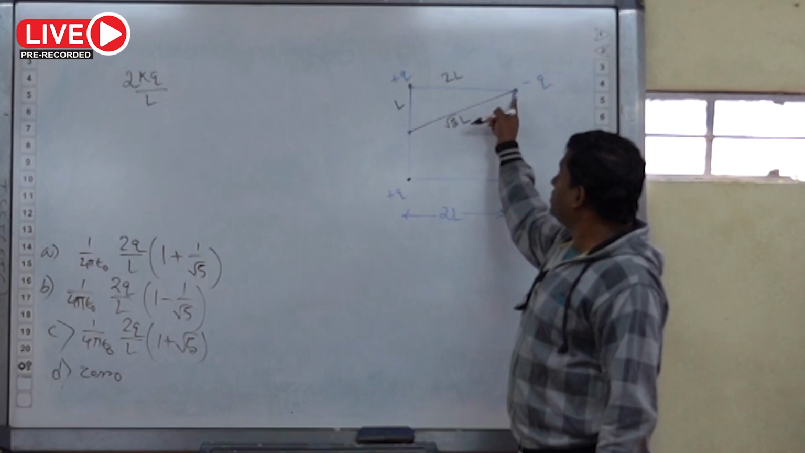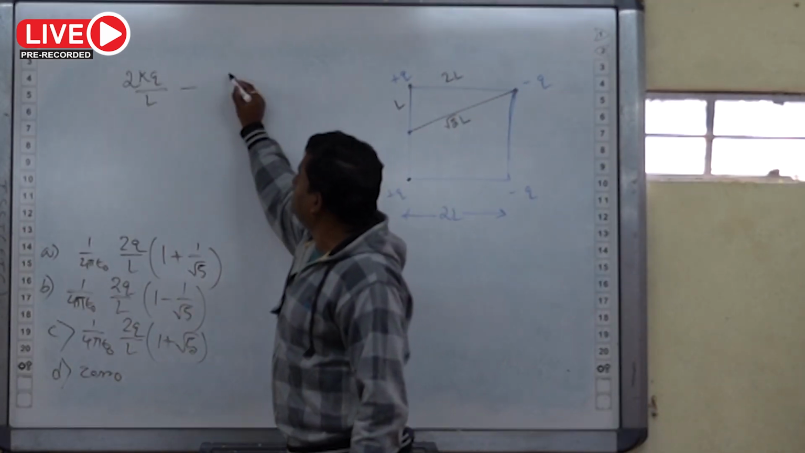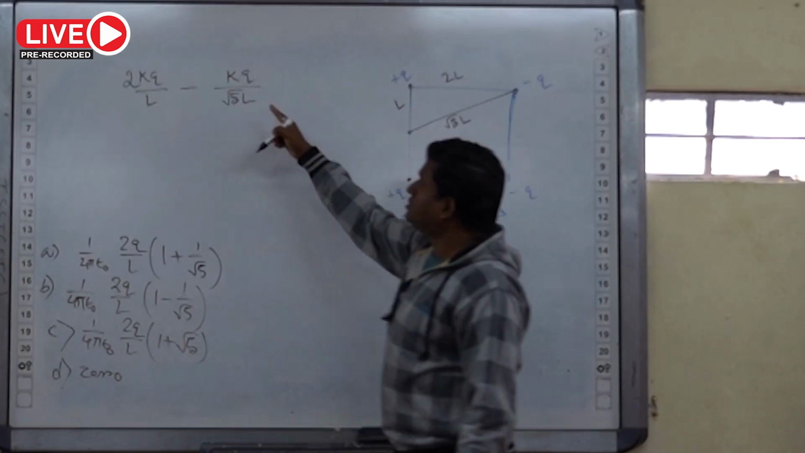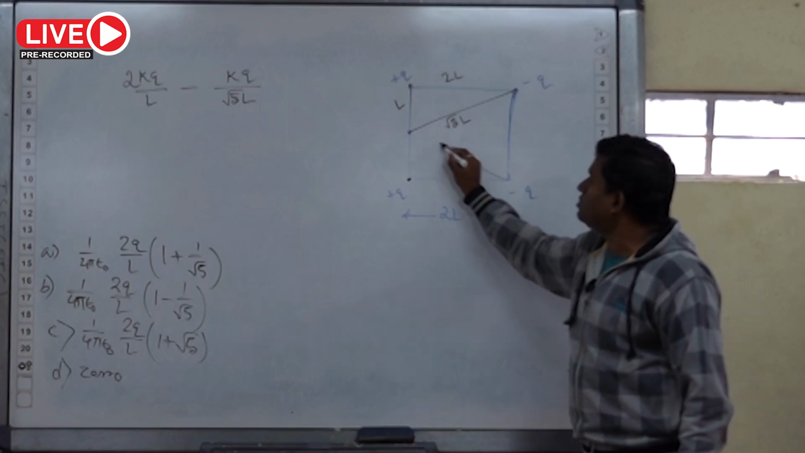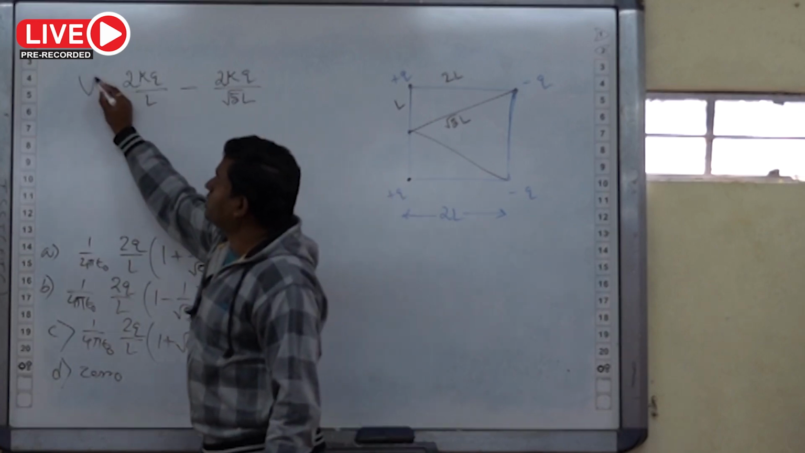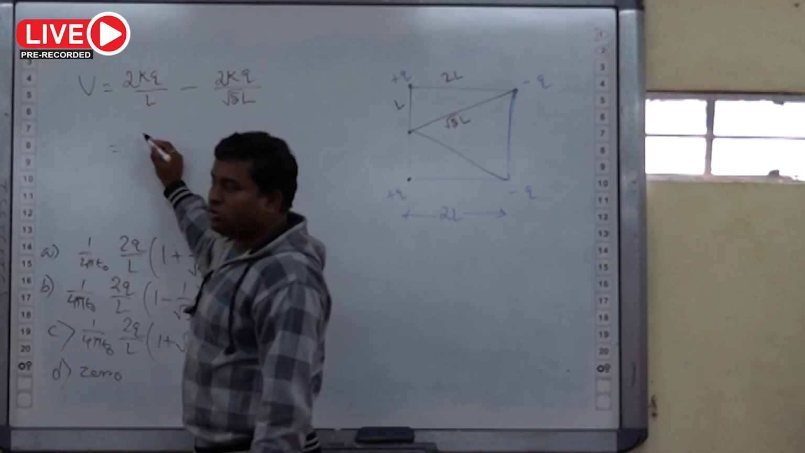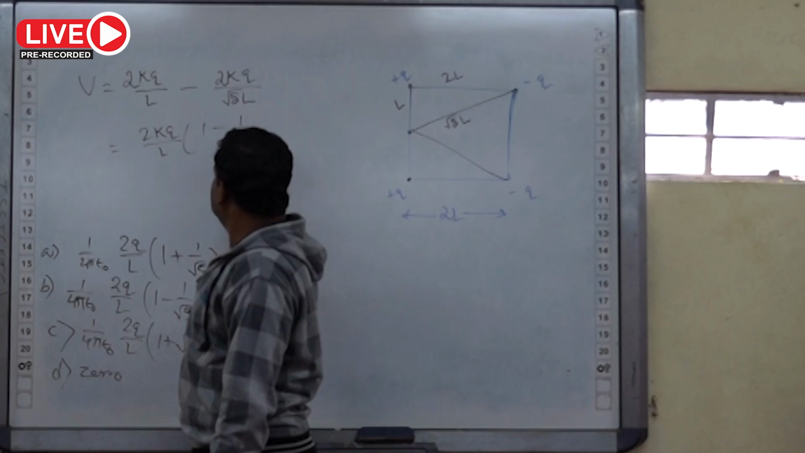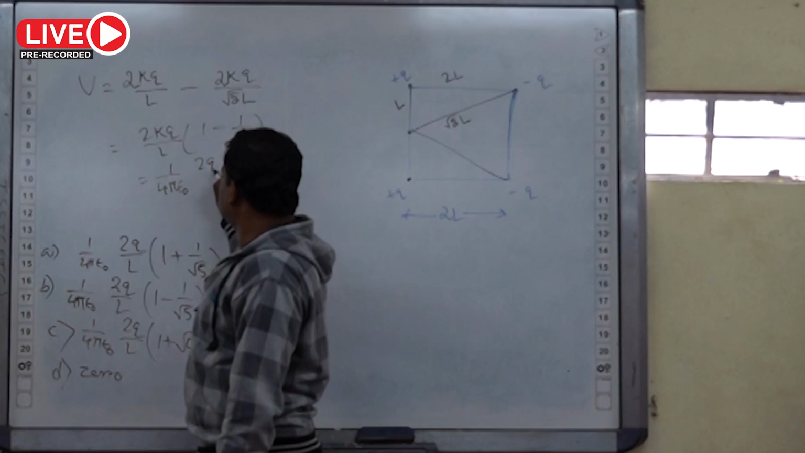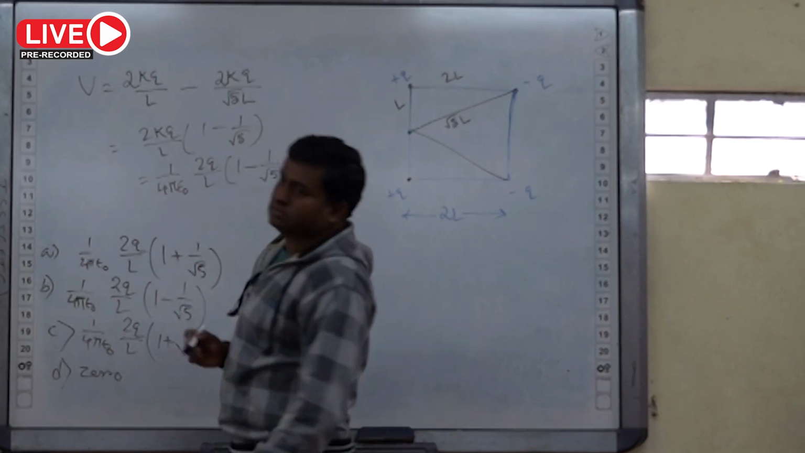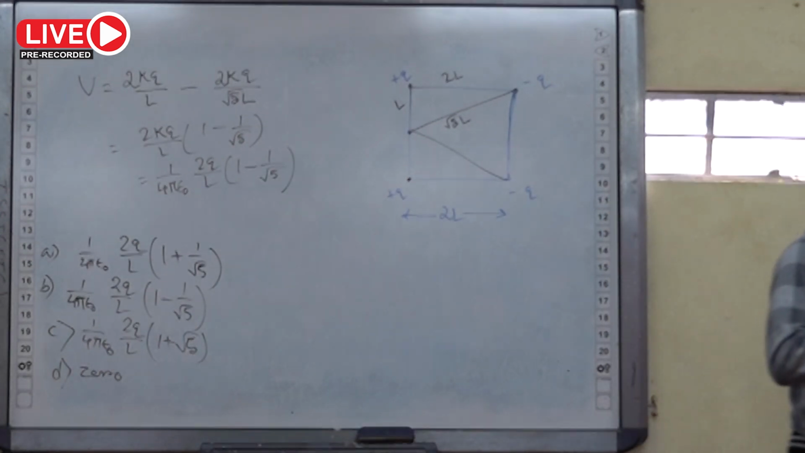Okay. Then for this charge, potential at this point will be minus kq by root 5L. Now there is not a single charge. Another charge is there which is also at the same distance, root 5L. So again 2. So that is the total potential. So take 2 kq by L common, 1 minus 1 by root 5. So k is 1 by 4 pi epsilon naught. Then it is 2q by L into 1 minus 1 by root 5. Okay.